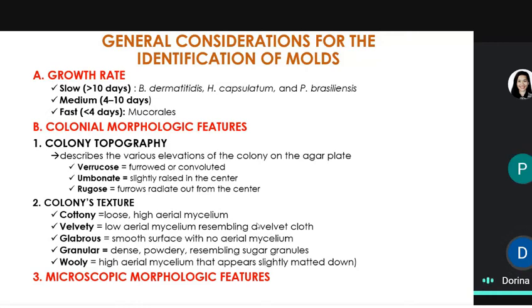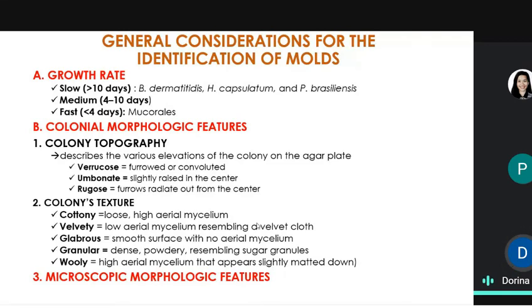And then you also have your glabrous, your granular or powdery, and the woolly. But what I put in your choices: you have mucoid, you have velvety, you have cottony, and powdery is what I used. What was the other one? Granular and powdery? I'll check later. Okay? So that is the morphologic features of our molds.